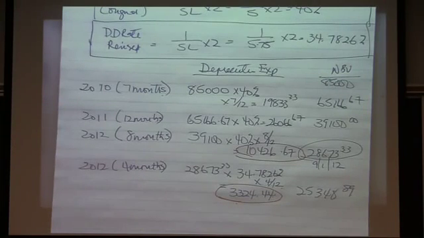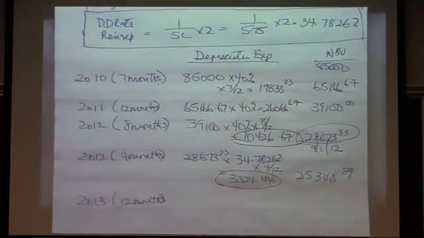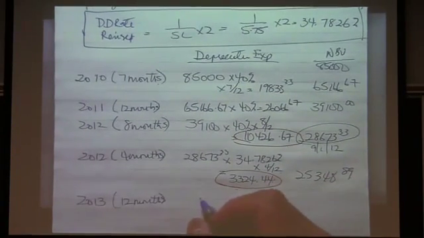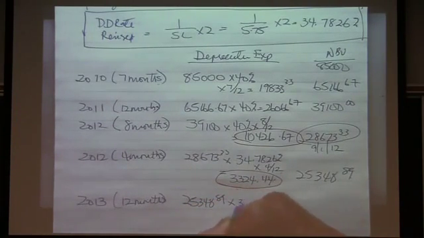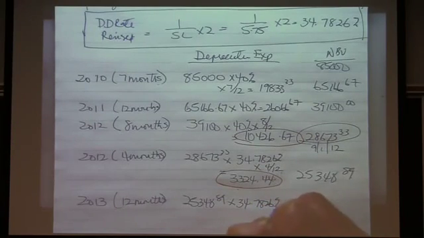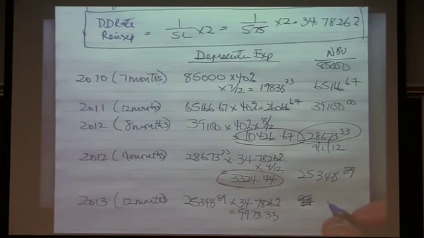And if we continue on to 2013, you'll see that it's pretty much the same as all the other calculations we've done for double declining. So here we're going to take the net book value of 25,348.89 times 34.7826%. And that should give us 9,973.33. And net book value is going to be 15,375.56.